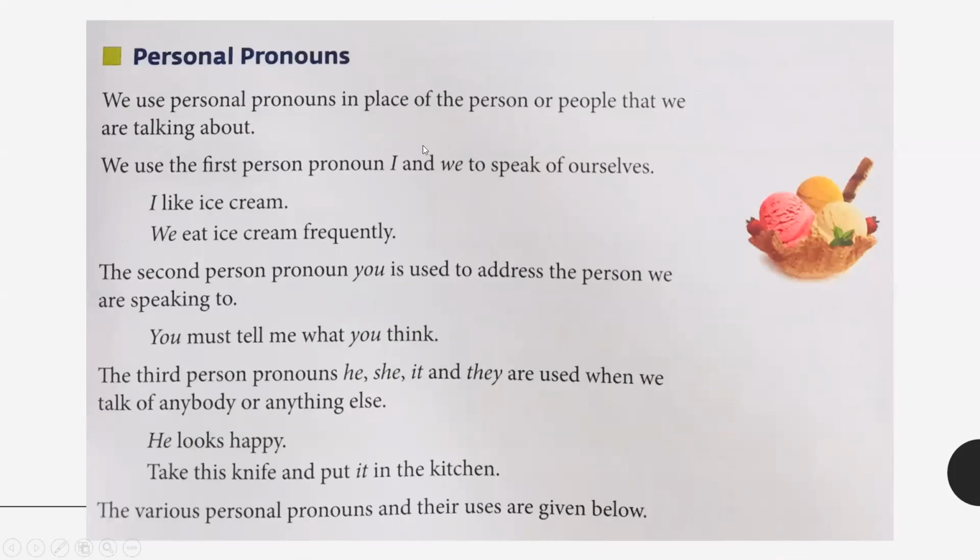We use the first person pronouns I and we to speak about ourselves. Now when we are speaking about our own self, we use I or we as a pronoun. So they are personal pronouns. I like ice cream. We eat ice creams frequently. So here I and we are used to talk about first person, means about our own self.